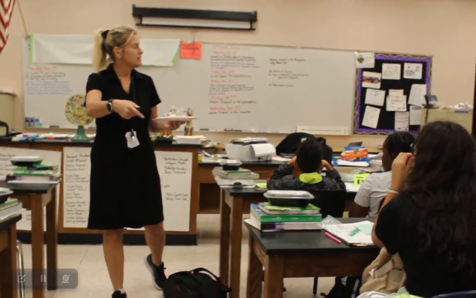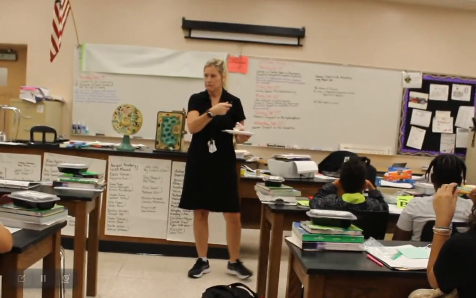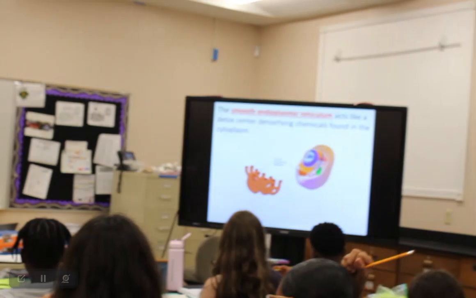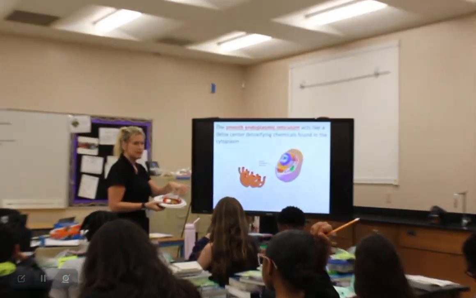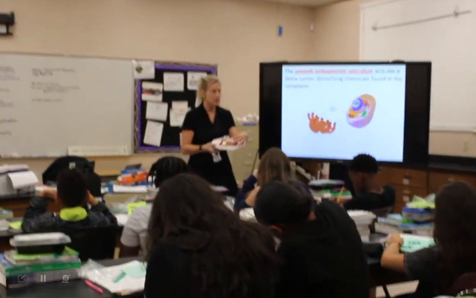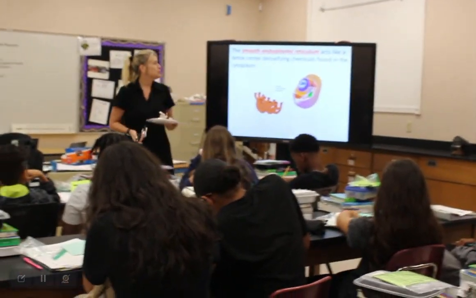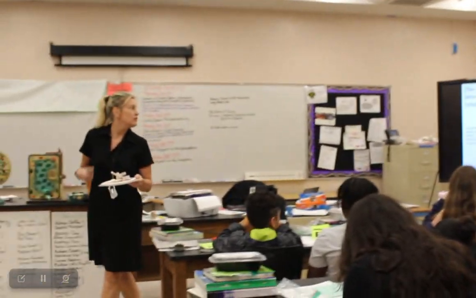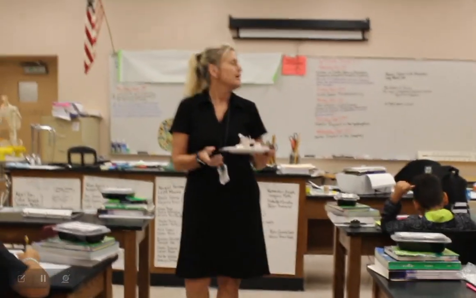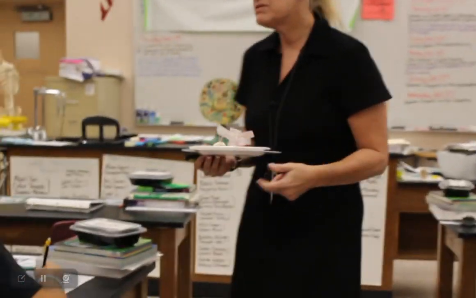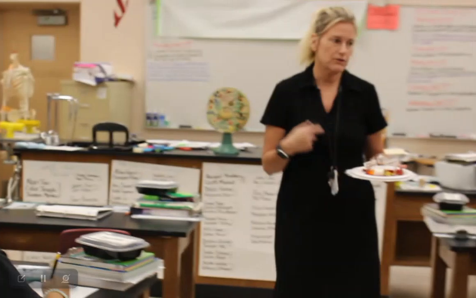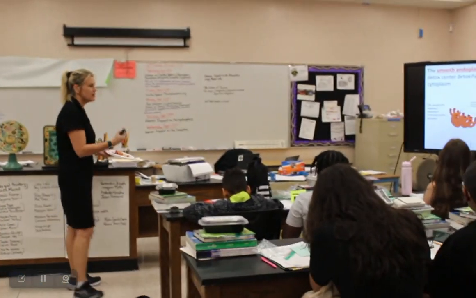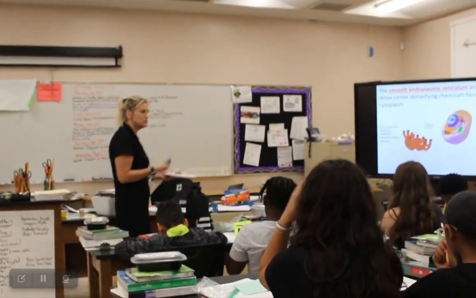But before we get there, so everybody got rough endoplasmic reticulum? All right. So then you've got smooth. For smooth endoplasmic reticulum, I used the gummy worm. So the smooth endoplasmic reticulum acts like a detoxifying center for chemicals found in the cytoplasm. It also produces lipids. Lipids are fats. If you remember when we talked about the 4 different kinds of macromolecules: carbohydrates, lipids, proteins, and nucleic acids.